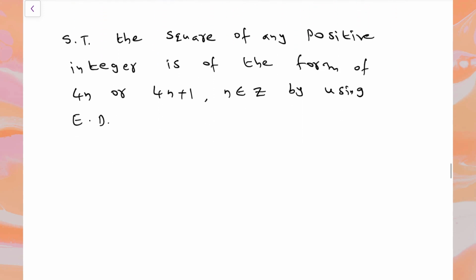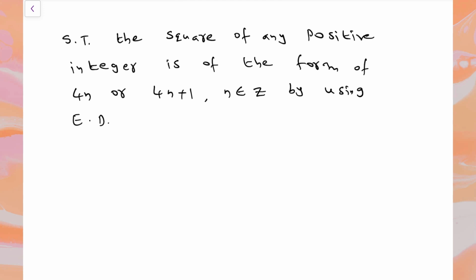Now in that 14th question, this is the second choice, either the first one or the second one, any one we can write. So the second question I can say: show that the square of any positive integer is of the form 4n or 4n plus 1, where n belongs to integers, by using Euclid's division.